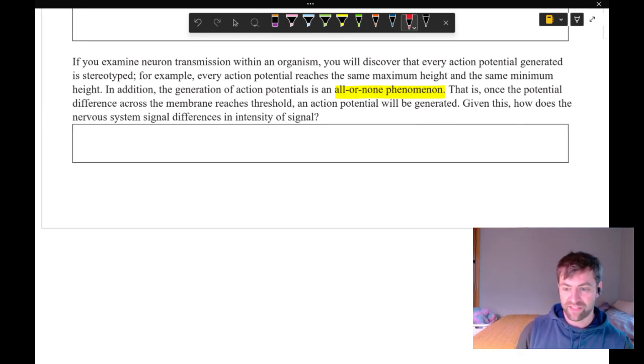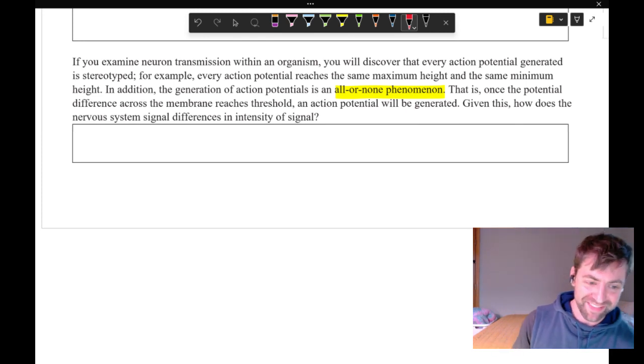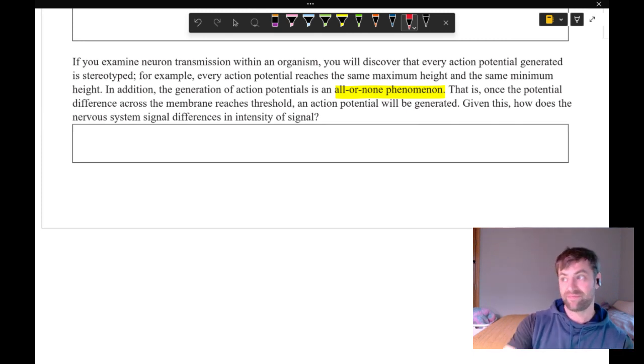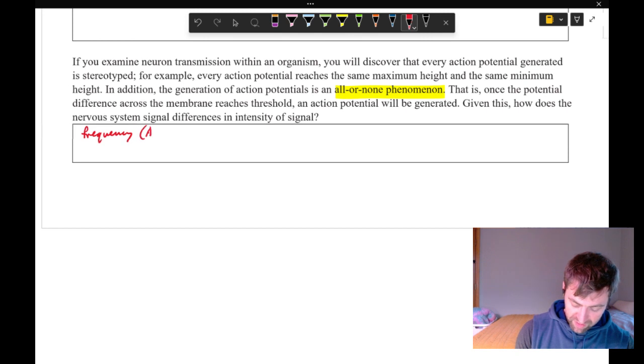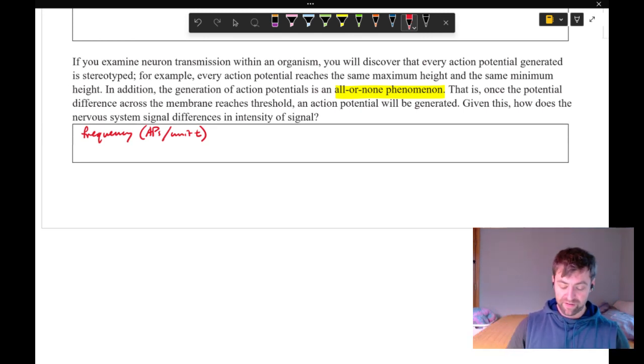That's an on or off, zeros and ones, right? If you are familiar with that reference, zeros and ones binary code is how we still program a lot of computing language. You can do a lot with on and off, and the frequency is one way that you can do that. So frequency, action potentials per unit time. More action potentials per unit time, greater intensity. Fewer action potentials per unit time, lower intensity.